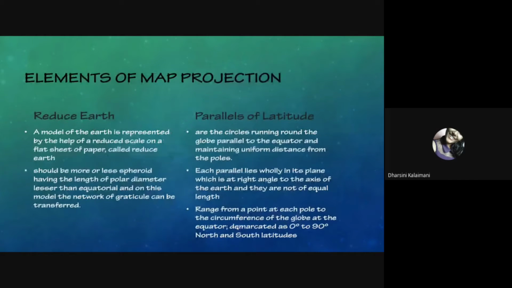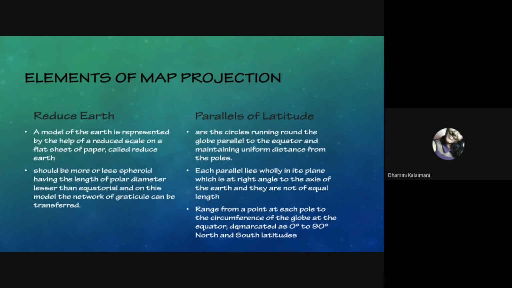There are four elements of map projection. First is the reduced Earth. A model of the Earth is represented by the help of a reduced scale on a flat sheet of paper, called the reduced Earth. It should be more or less a spheroid, having the length of the polar diameter lesser than the equatorial, and on this model, the network of graticule can be transferred.